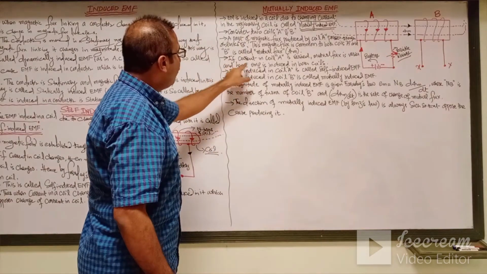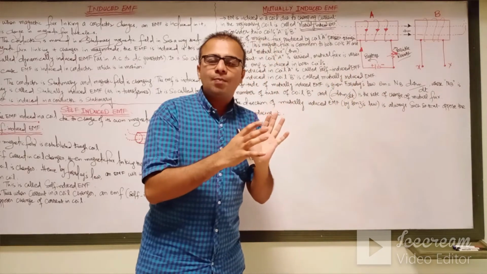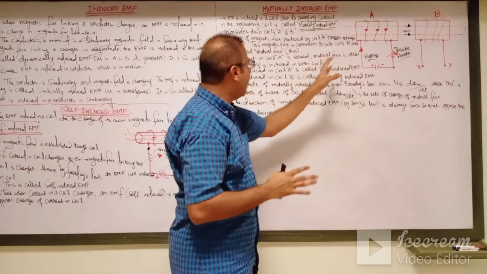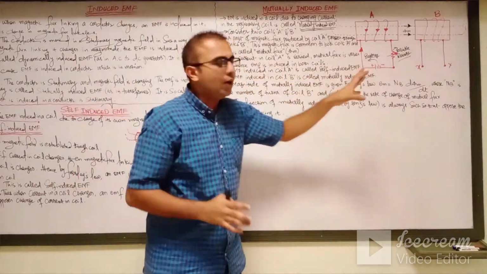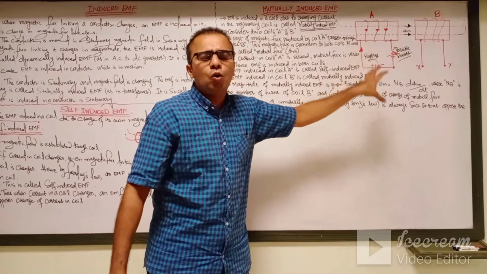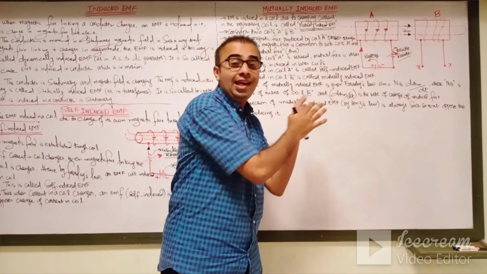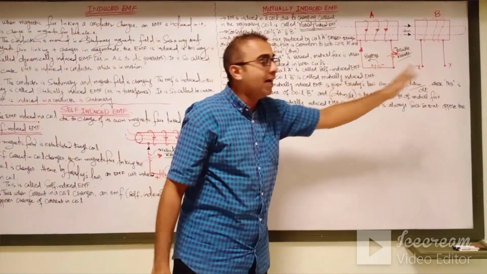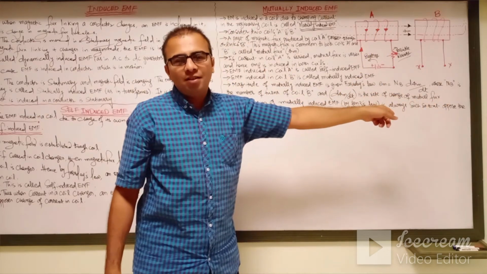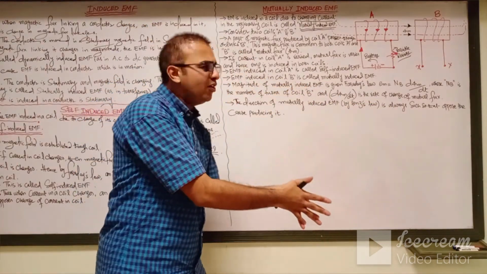If the current in coil A is varied, because in this diagram we are giving the supply to coil A, then EMF is induced in both coils. The EMF induced in coil A is called self-induced EMF, and because of the variation in the current within coil A, the EMF induced on the secondary side, which is the coil B side, is called mutually induced EMF.